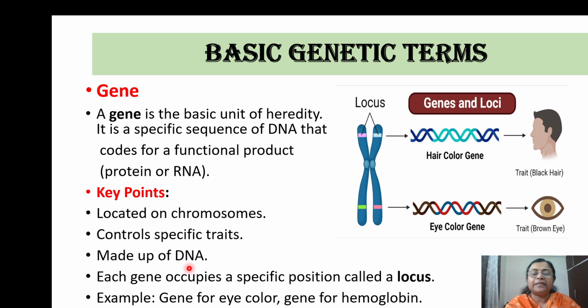They are made up of DNA. Each gene occupies a specific position called a locus. As I told you, this is the locus, meaning specific genes are present at this specific site on the chromosome. And once again, examples are the gene for eye color, gene for hemoglobin, etc.